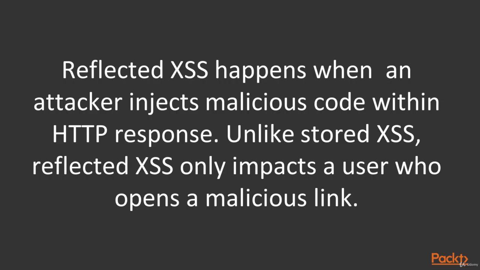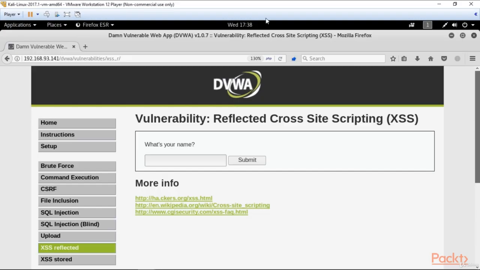What is reflected XSS? Reflected XSS happens when an attacker injects malicious code within the HTTP response. Unlike stored XSS, reflected XSS only impacts a user who opened a malicious link. Now let's go and see how it works.